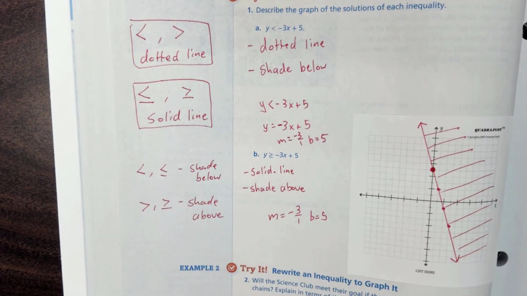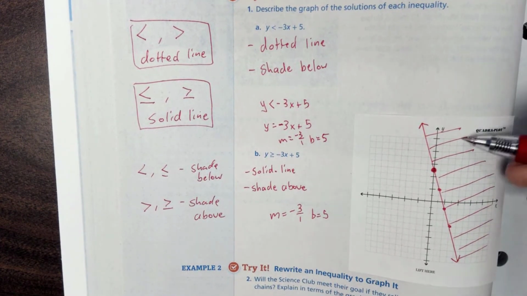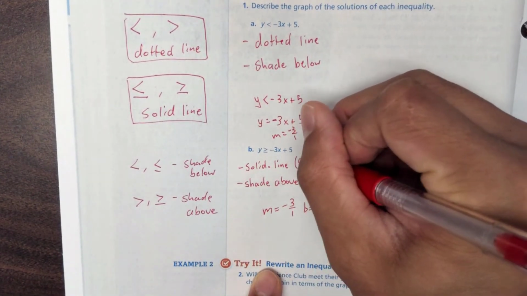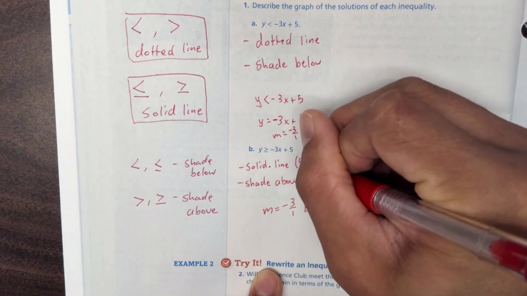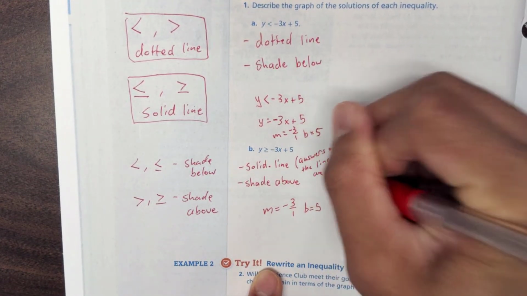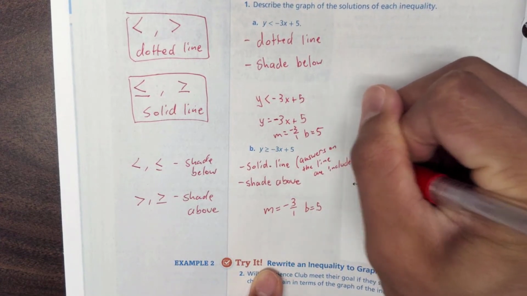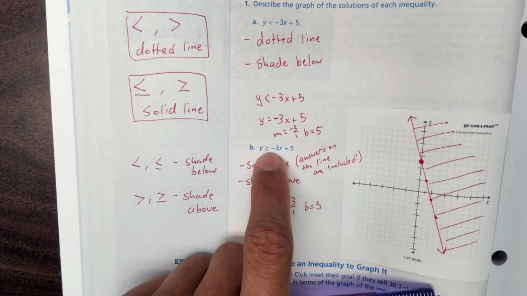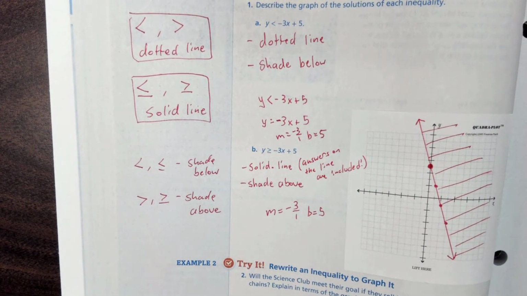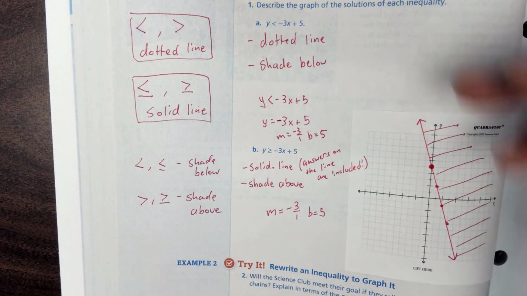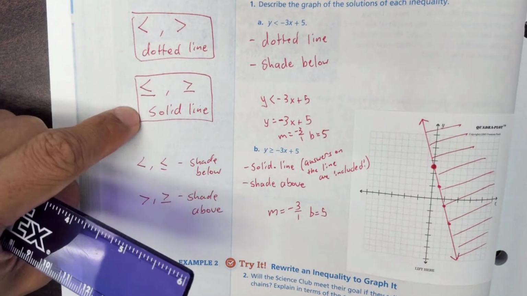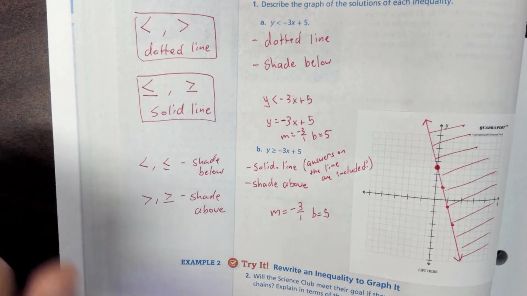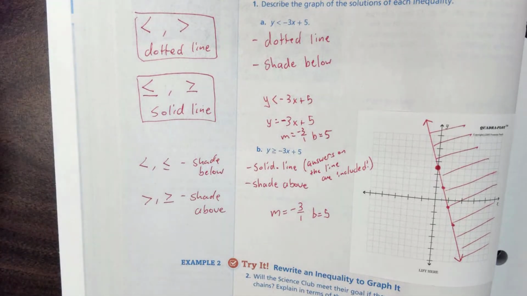Shading above means that the solutions are going to be on this side. And what the solid line means is answers on the line are included. So an answer choice like 0, 5 would make sense in this inequality. Hopefully after this example, you now understand what a dotted line and a solid line mean, and how we know we're going to shade below or above the line. So that's example 1.